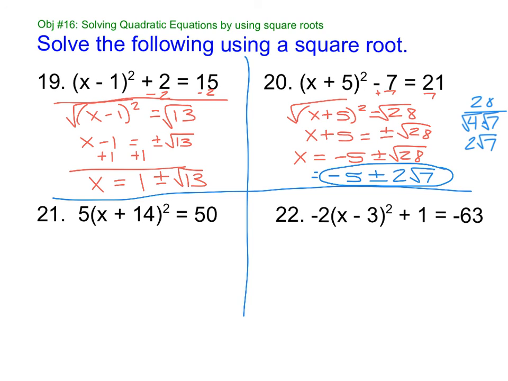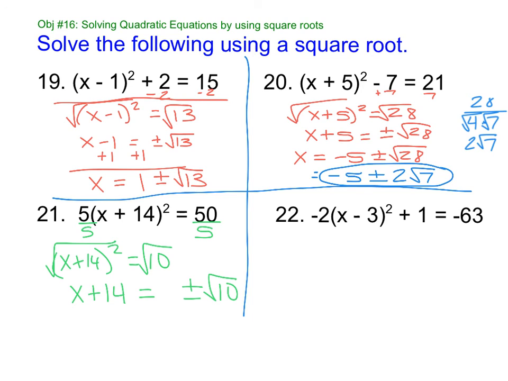All right. Try 21 and 22 on your own. I have confidence in you. You can do it. So we're going to divide by 5. x plus 14 squared equals 10. Square root. x plus 14 equals plus or minus root 10. Subtract the 14 on both sides. x equals negative 14 plus or minus root 10.